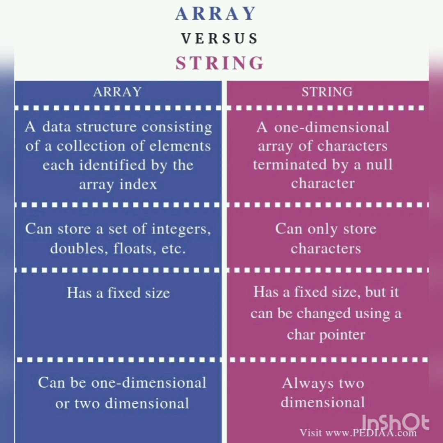The main point of difference between an array and a string is that an array is a data structure consisting of a collection of elements each identified by the array address, and a string is a one-dimensional array of characters terminated by a null character.